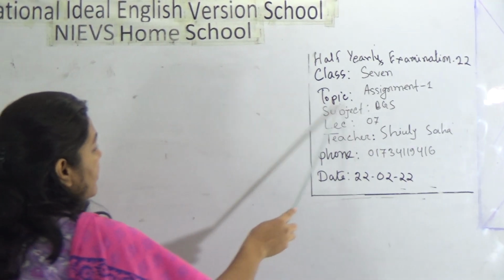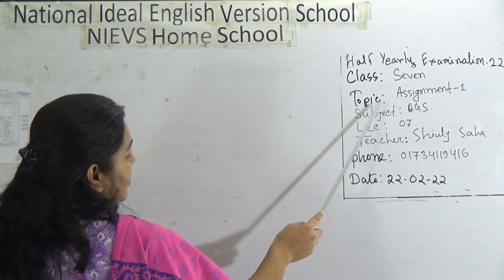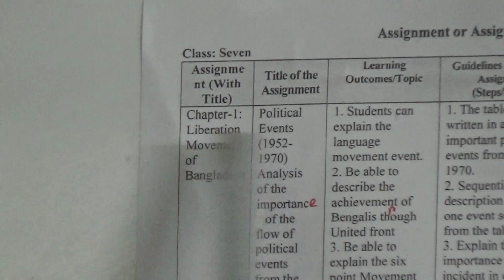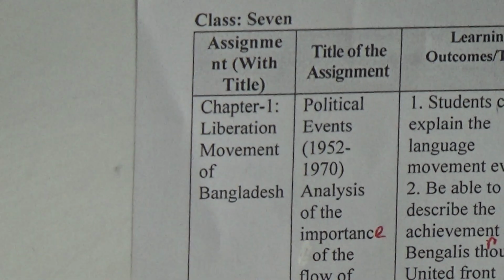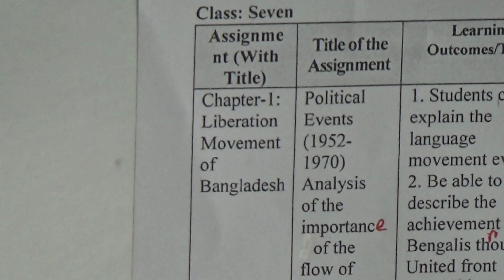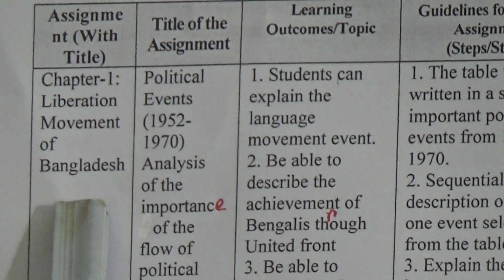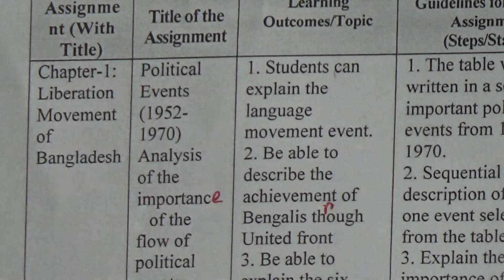Student, it is your assignment number 1, subject BGS, and it is the second week's assignment. Now have a look at this topic: assignment, class 7, subject Bangladesh and Global Studies, assignment 1. The assignment title is chapter 1, Liberation Movement of Bangladesh. So student, that means you have to prepare this whole assignment based on this topic, Liberation Movement of Bangladesh, and this topic is taken from your chapter 1.